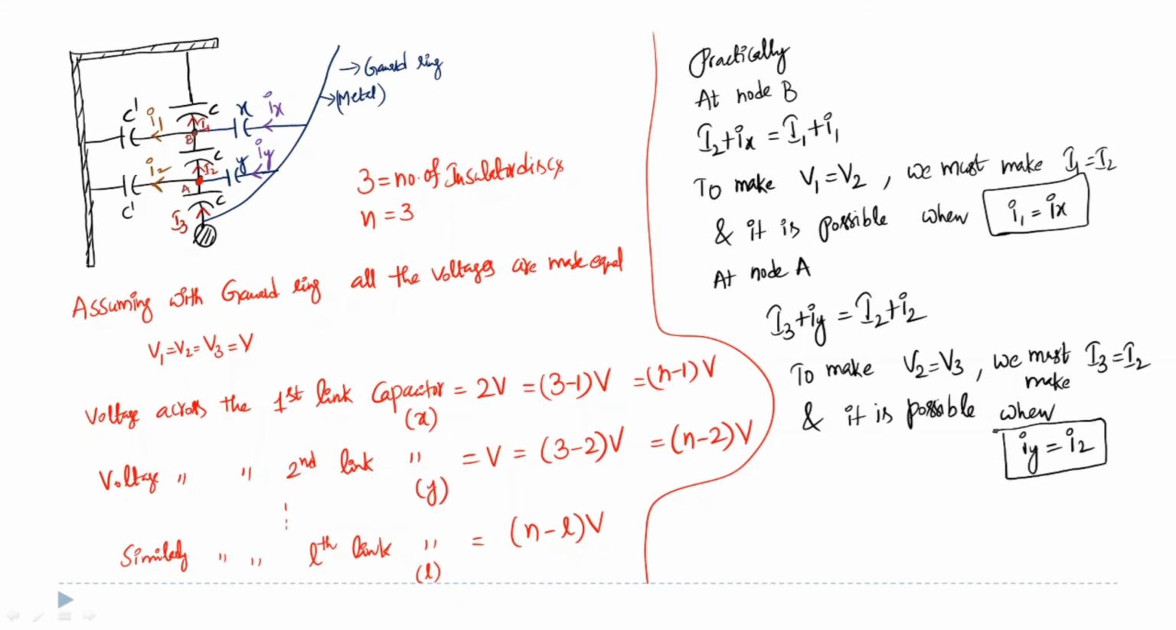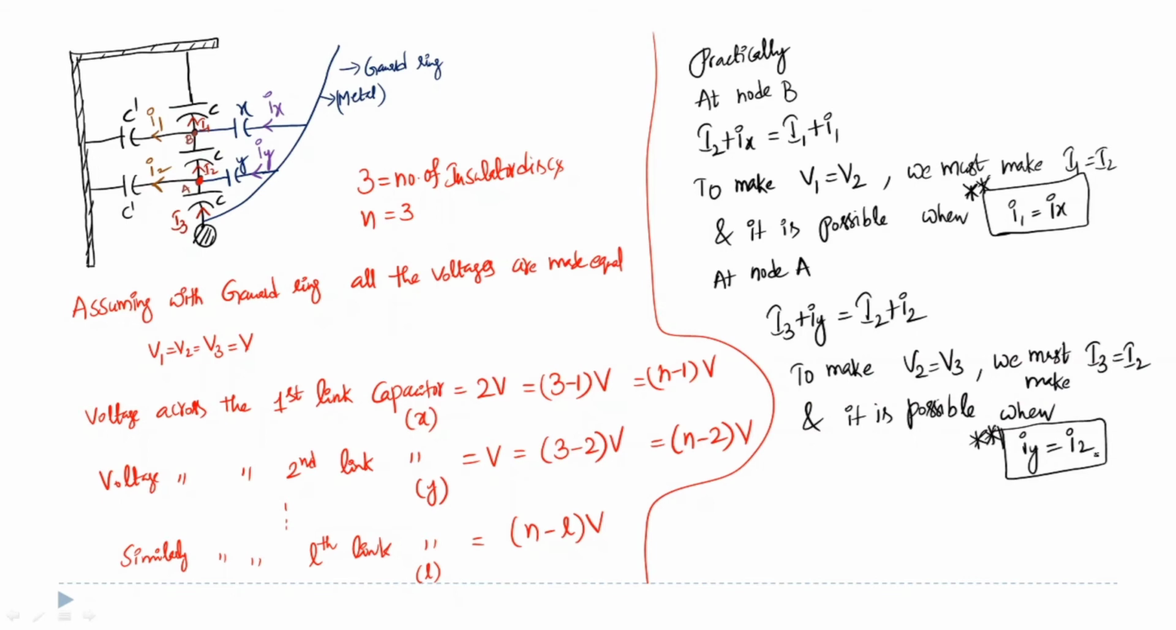So these are the two very important conclusions that we get from this method. We need to make the current Iy equal to I2 and also Ix equal to I1 in order to get all three voltages the same. These two conditions must be satisfied: I1 equal to Ix and Iy equal to I2.